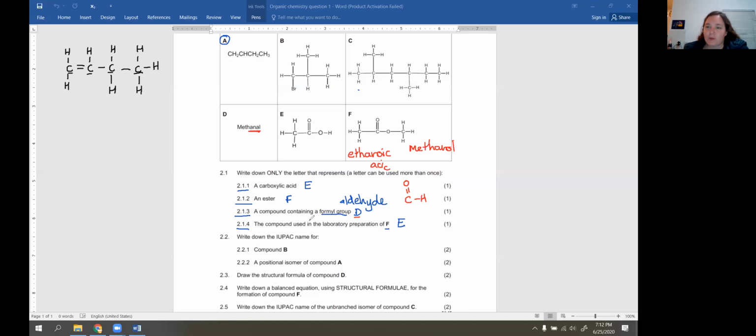All right, now we're going to practice our naming. And once again, I'm going to give you a chance to practice your own skills. So we're going to do question 2.2. I'd like you to please write down the IUPAC name of compound B.